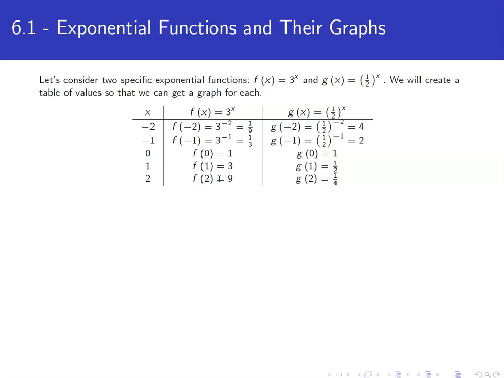Do the same thing for 1/2 to the x. Notice in this case, the numbers are going down. We start at 4 when we put in -2. Think about why that's true. We get 2 when we put in -1. We get 1 when we put in 0. 1/2 when we put in 1. 1/4 when we put in 2. So notice that as x gets bigger, f of x gets bigger, but g of x gets smaller.